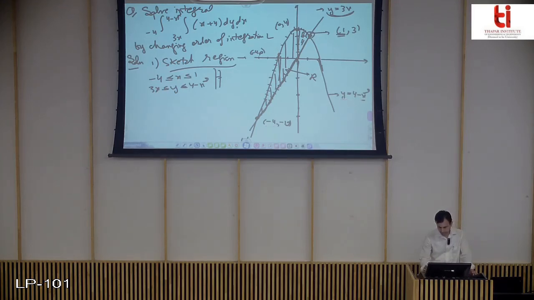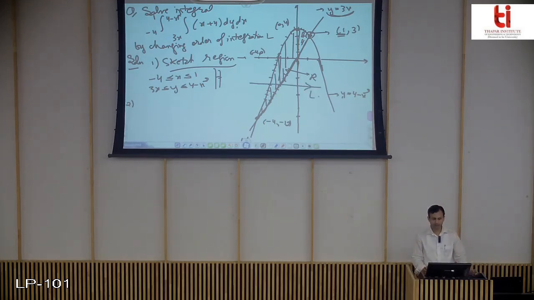Now I am coming to the second part, finding the limits of integration. Since we now have to take the limits of integration with respect to x first and y then, we will be considering a horizontal line L.